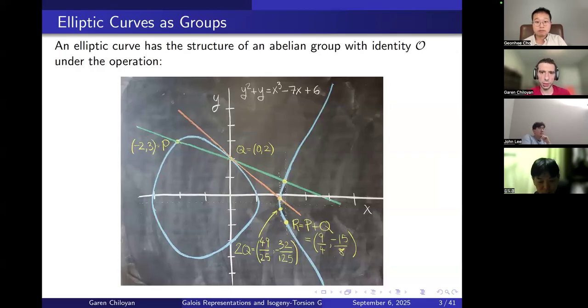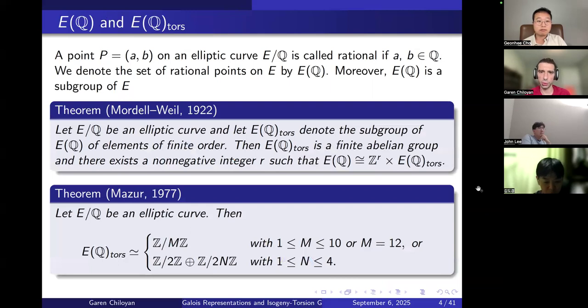Okay, let's move on. So before the question was asked, what if the coordinates of a point are both rational? Yeah, that's very interesting. So a point P with coordinates A and B on an elliptic curve E defined over the rationals, I will call that point rational if the coordinates A and B are both rational.